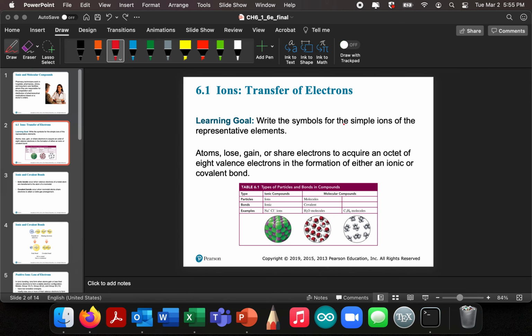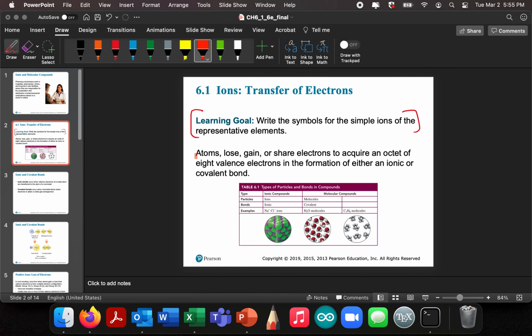Okay, so in Chapter 6, Section 1, we're going to talk about ionic and covalent compounds. First thing we're going to do is talk about how ions are made. And our learning goal here is to write the symbols for the simple ions of representative elements.